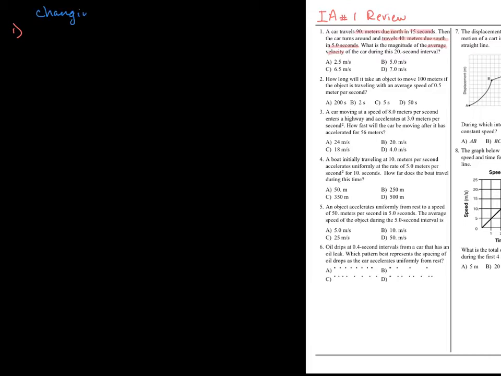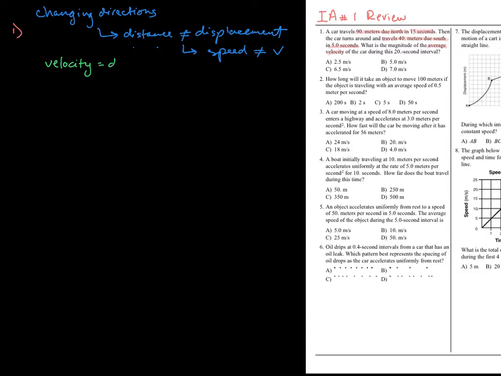Changing directions means that distance and displacement are not the same thing. So that means speed and velocity are not either. Because we're looking for velocity, we're going to look at displacement over time.